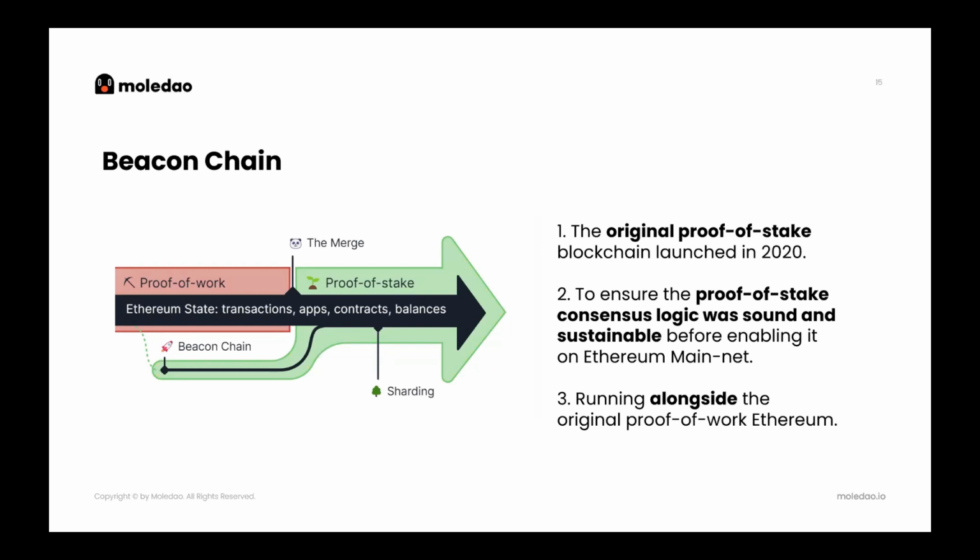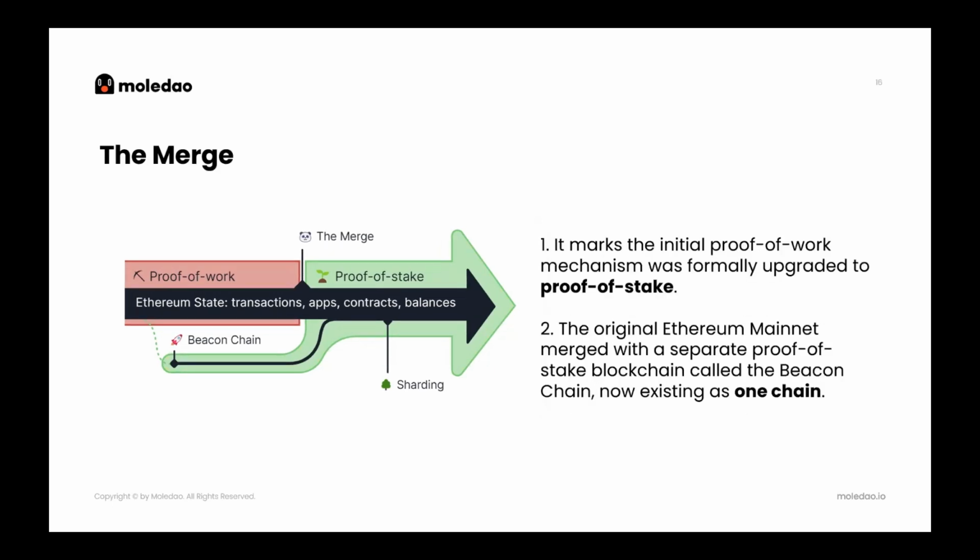After extensive testing, it was time for the beacon chain to reach consensus on real world data. So the beacon chain merged with the main network on the 15th of September 2022, which is known as the merge. The merge marks the point at which the initial proof of work mechanism was formally upgraded to proof of stake. The original Ethereum mainnet merged with a separate proof of stake blockchain called the beacon chain, now existing as one chain.